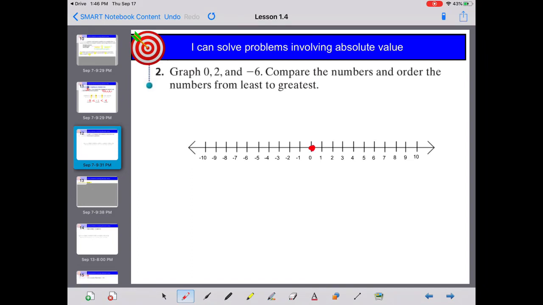So if I'm graphing this one, I put a dot at 0, a dot at 2, and a dot at -6. To compare and order these numbers, I read them from left to right on my number line. -6 happened first, then 0, then 2. Now I compare them. -6 is less than 0, and 0 is less than 2.